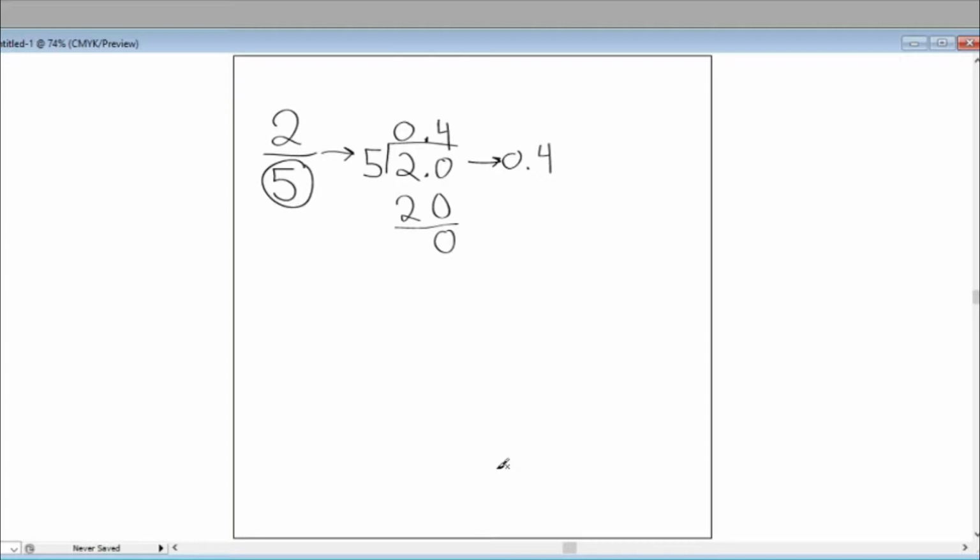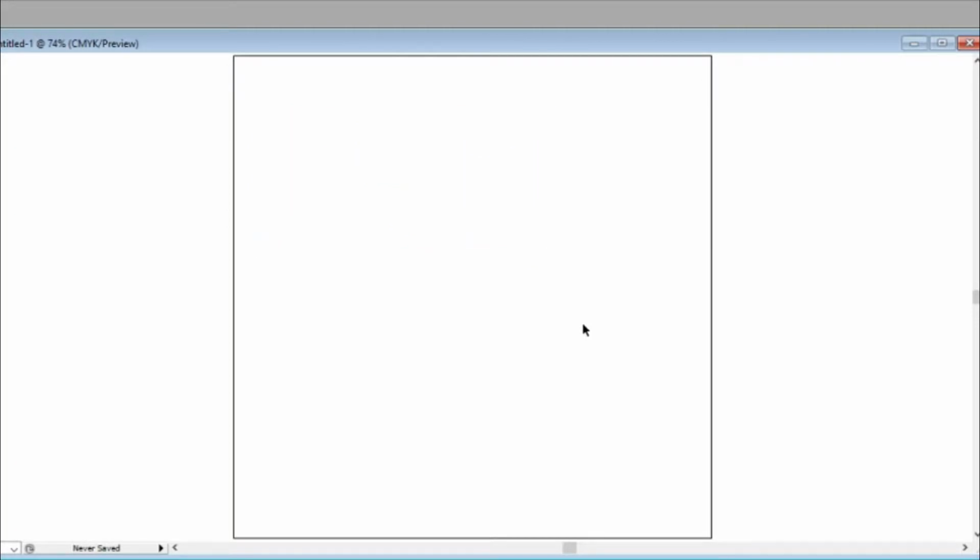Okay, so let's try a few more of these things. Let me first clear off our board here. All right, so let's try another thing. Let's try an improper fraction. Let's say something like 7 over 2. Okay, this is an improper fraction. The number on top, our numerator, is larger than our number on bottom, our denominator, so it's improper.